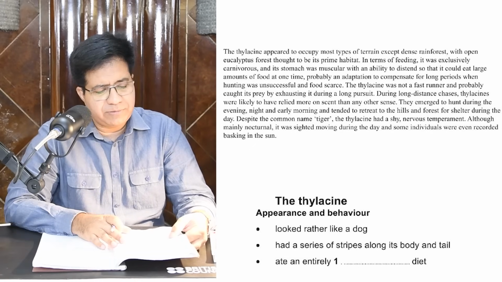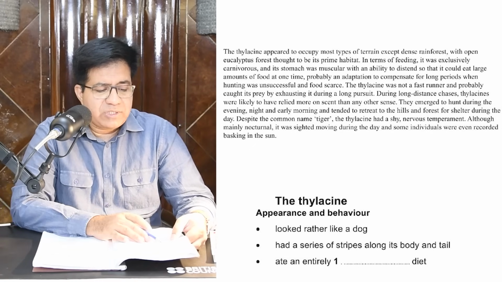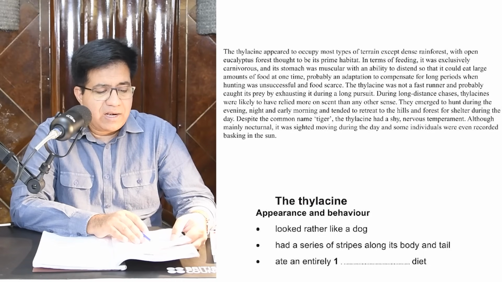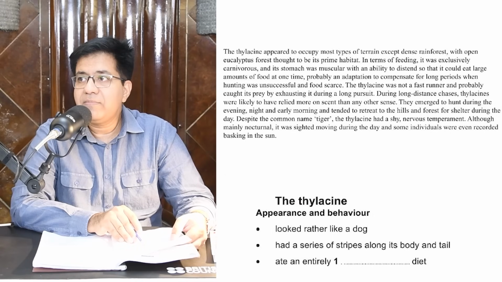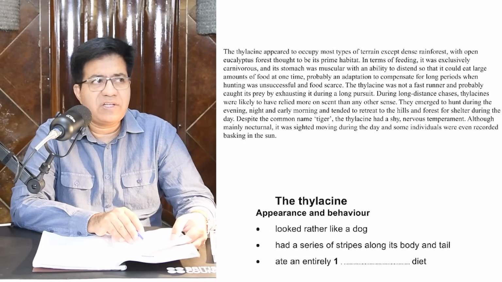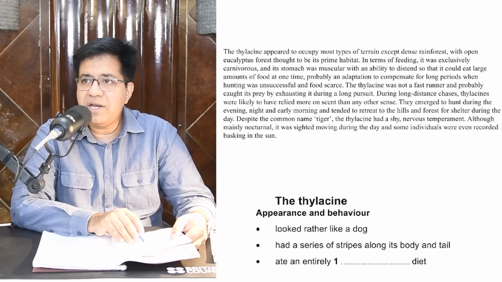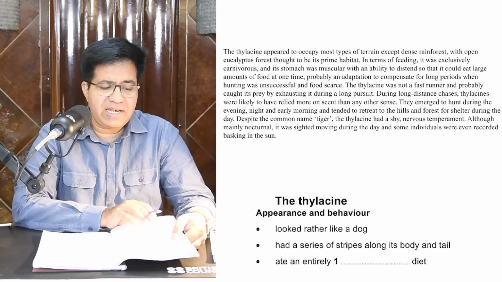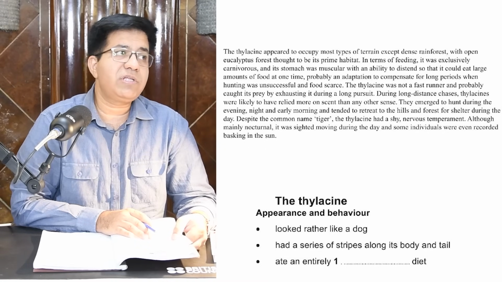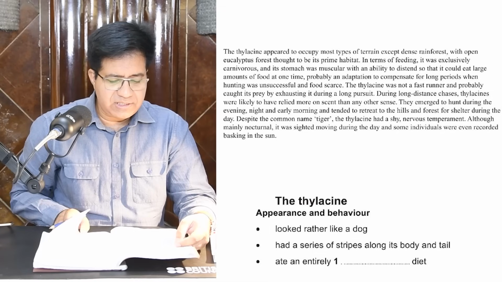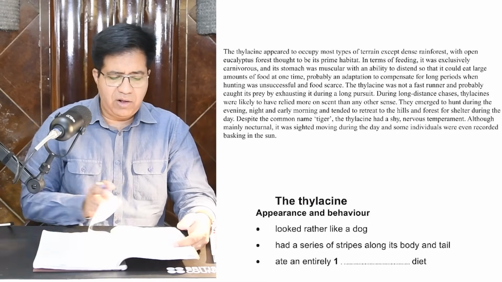Come back to the question. Exclusively carnivorous means ate an entirely carnivorous diet. Okay? So carnivorous, like tigers, lions, they are all carnivorous. So correct answer for question number 1 is carnivorous. As they mentioned, ate an entirely. For entirely, they use the word exclusively. Exclusively carnivorous. Okay, it was exclusively carnivorous and its stomach was muscular and all that.